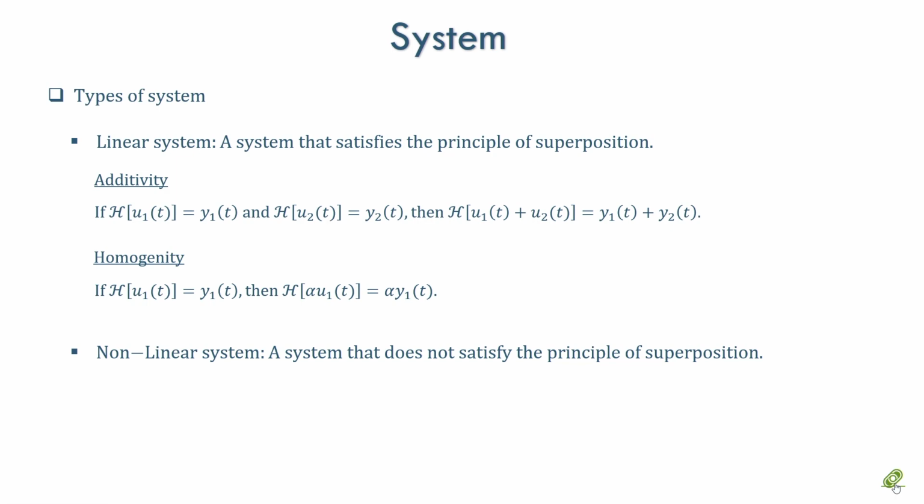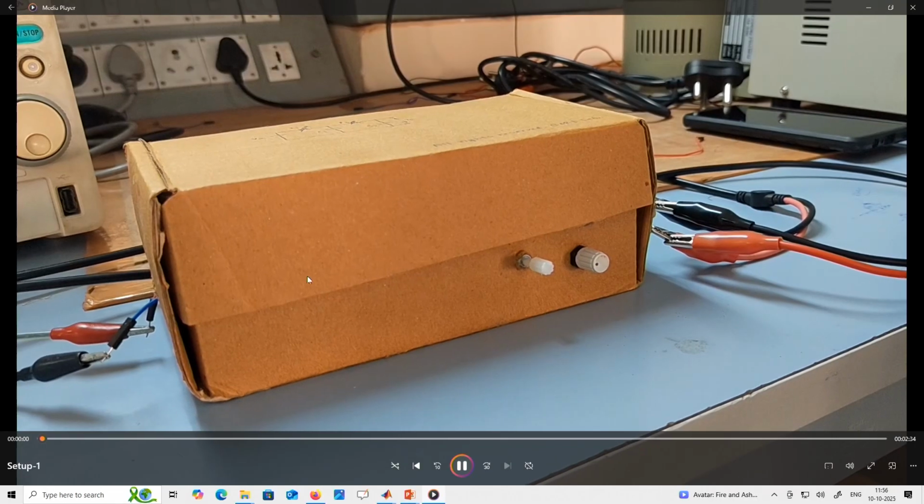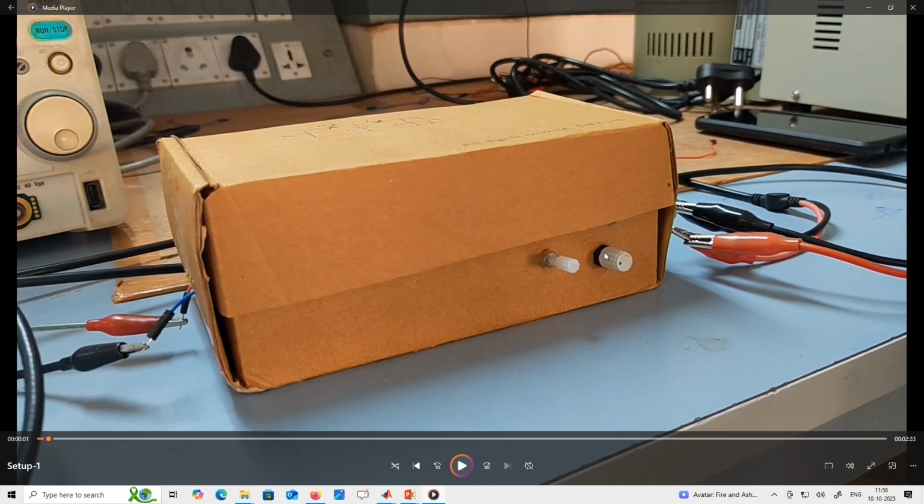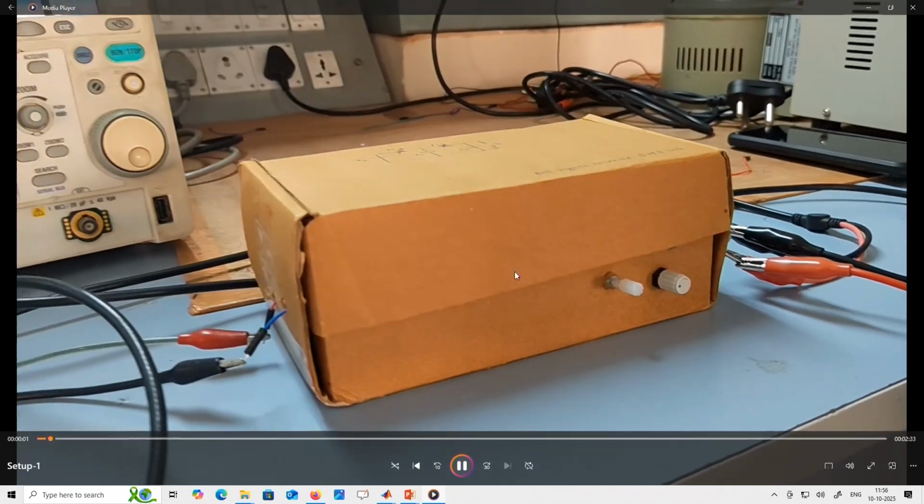Now, I will show you a video. So, here is a system, it is a black box, I am not showing what is inside it. Here we have the input to the system and we have the output of the system as well. So, let us see how the system behaves.